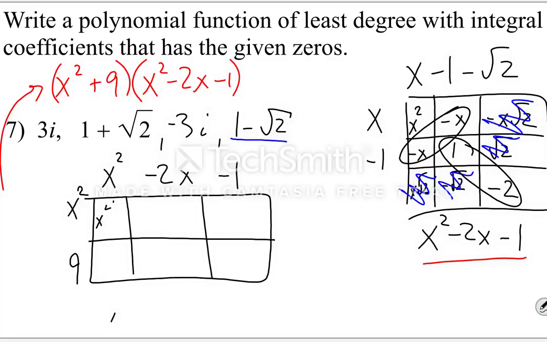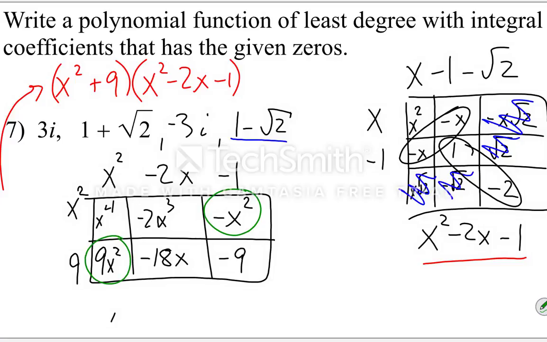So I get x to the 4 minus 2x to the 3 minus x squared. 9x squared is here. I get negative 18x and negative 9. So again, now you can see that the diagonals don't actually add together. There's terms that do add together, but not the diagonals. That negative x squared and that 9x squared are the only two things that I can actually add together and combine. Everything else has to be written exactly the way it is.